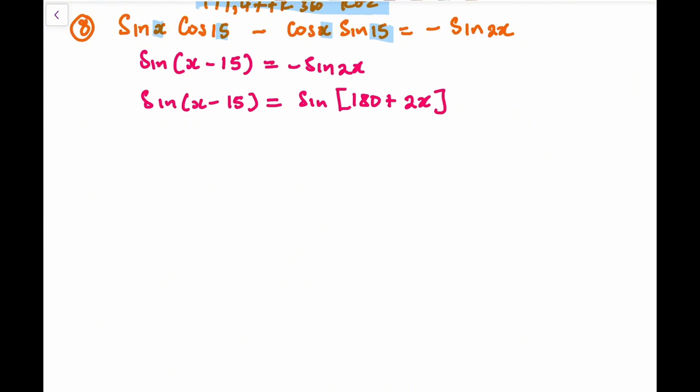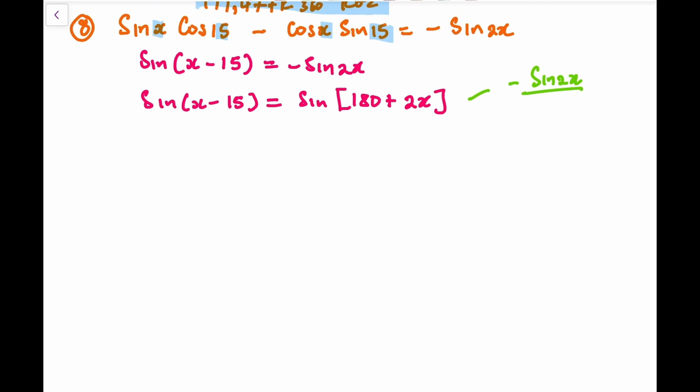2x. So remember, 180 plus 2x is in the third quadrant. In the third quadrant, sine is negative. So basically, this is the same as negative sine 2x. It is one and the same thing. You can even use 360 minus 2x. And then from here, we can write this now because we have sine and sine.